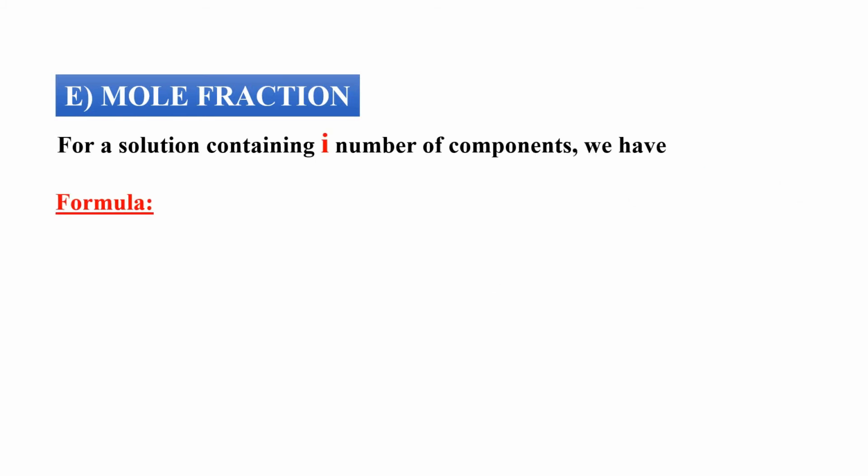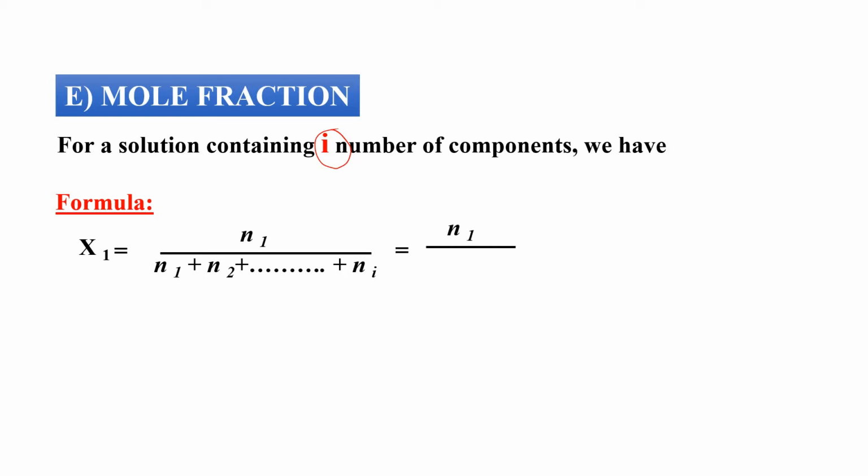Now for a solution containing i number of components, what will be the formula? To calculate mole fraction of 1, x1, it is n1 divided by the total number of moles, n1 plus n2 plus n3 and so on. Then we get the mole fraction x1. This implies the total number of moles of solution means the number of moles of 1, number of moles of 2, number of moles of 3, like that.